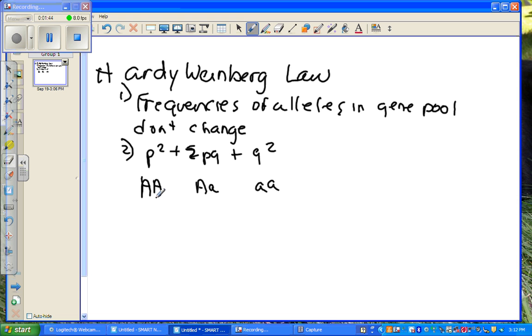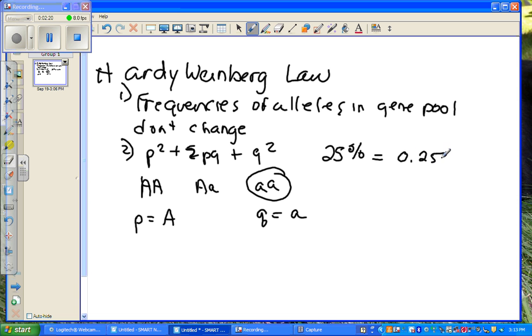P squared is equal to big A, so p is equal to the frequency of A. Q squared is equal to little a, so q is equal to the frequency of little a. We always express these frequencies as a number, not as a percentage. So if we say that 25% of a population has the recessive phenotype, meaning that they've got to be little a for their genotype, that 25% needs to be expressed when you're doing the calculations as a number, 0.25.